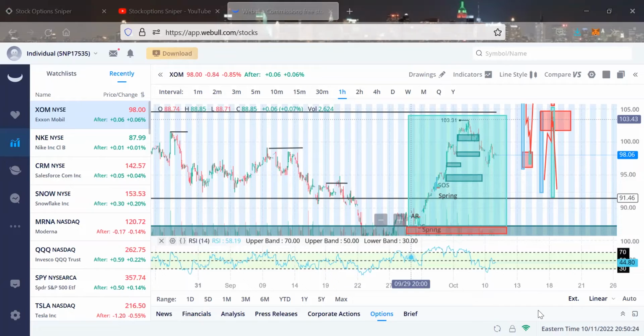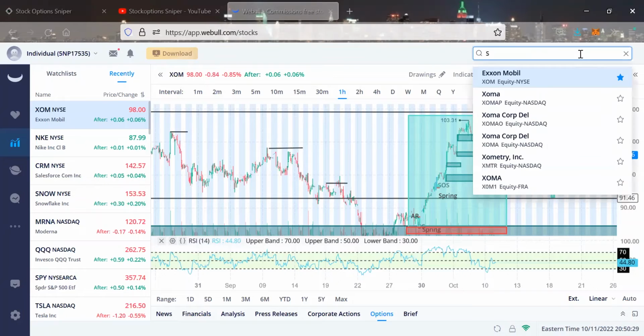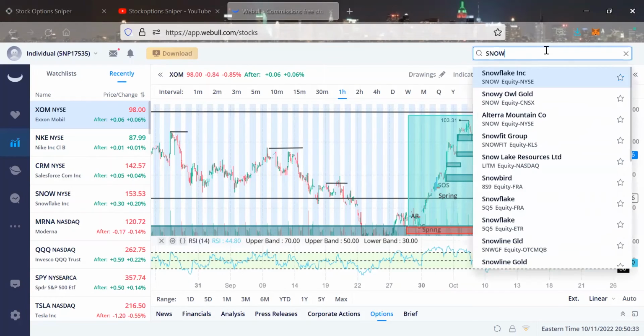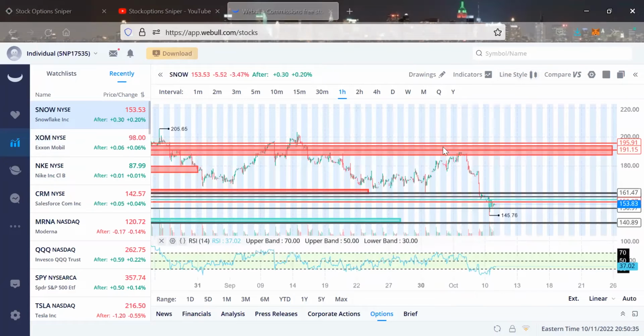If you traded with my community, we traded Snow. Snow was extremely phenomenal. Easy play, right? Let's look at that real quick. Oh, not Exxon. Snow. We had Snowflake. I hope you all caught that Snow too.